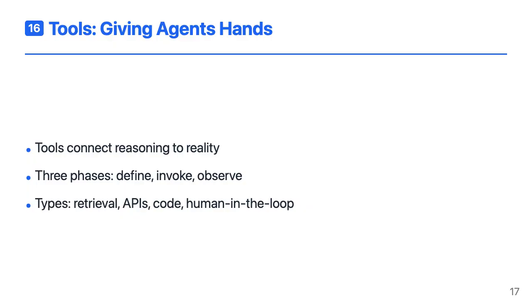Tools are what turn a smart chatbot into a useful agent. Each tool needs a clear contract that defines what it does, how to call it, and what it returns. The agent then decides when to invoke a tool and how to interpret the result. Common tool types include retrieval systems for grounding answers in documents or databases, APIs for interacting with business systems, code execution for dynamic computation, and human-in-the-loop tools that pause the workflow and ask a person for input or approval. Together, these tools let the agent read and change the world safely.